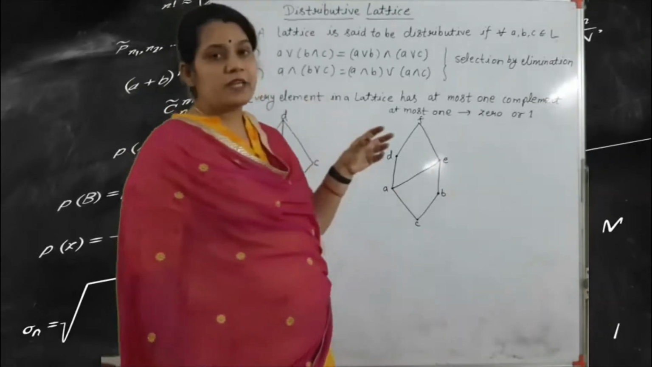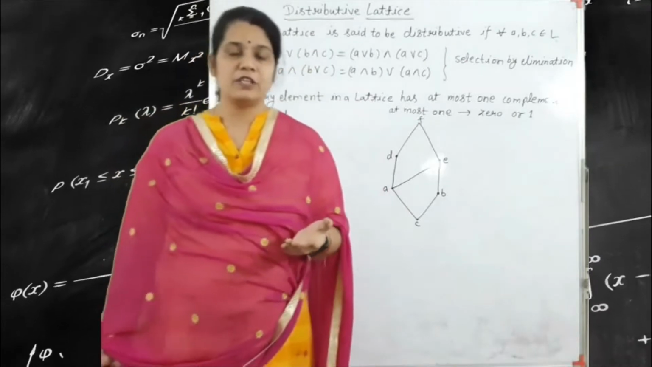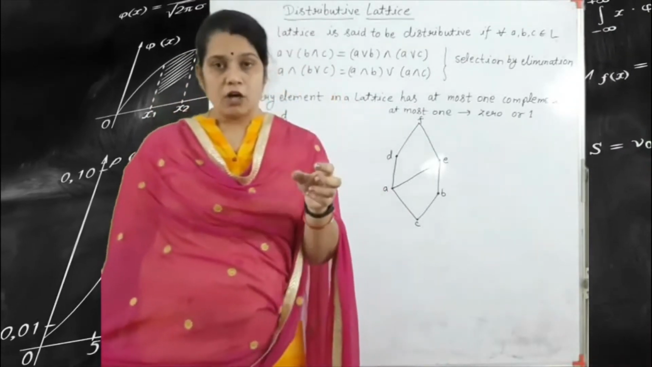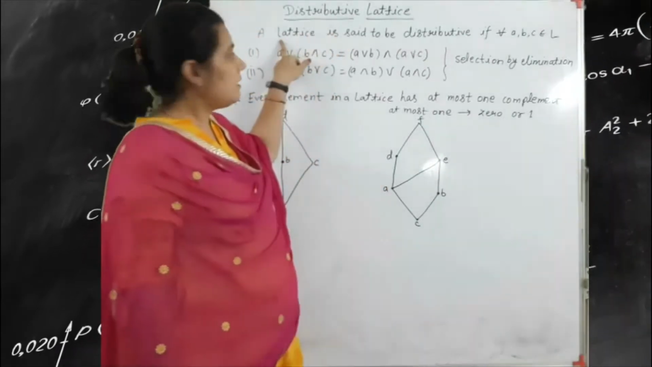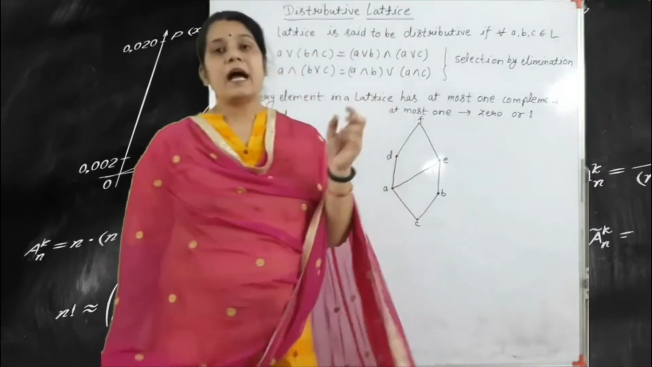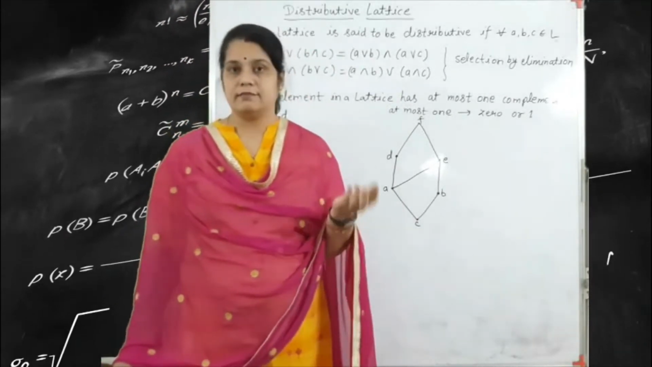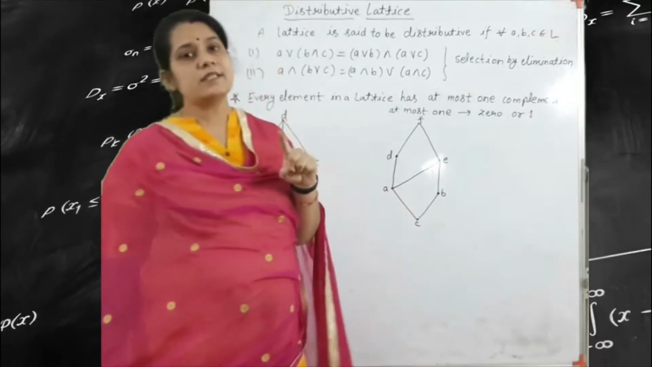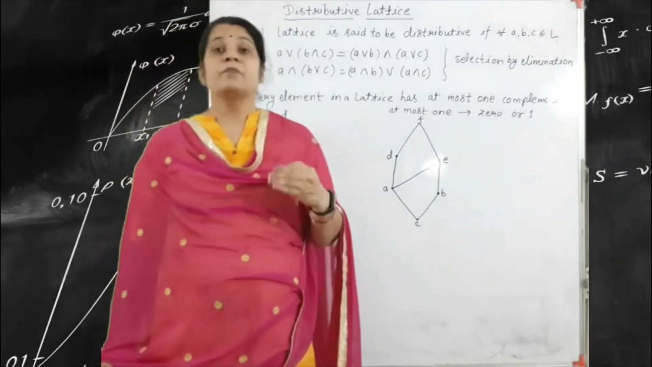Distributive lattice, you have already seen in your set theory. According to set theory, we saw in the first chapter what the distribution law is. A lattice is said to be distributive if for all three elements A, B, C belonging to the lattice L, we have two conditions. If the two conditions are satisfied, then we can say that the given lattice is a distributive lattice.